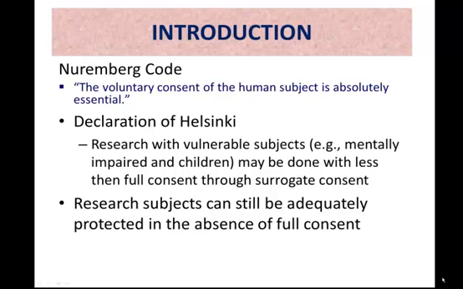The Nuremberg Code, developed in 1947 from the proceedings of the Nazi doctors' trial, had as its first principle, the voluntary consent of the human subject is absolutely essential. The Declaration of Helsinki, first published in 1964, was developed in part to address issues not covered by the Nuremberg Code, such as research involving special populations.